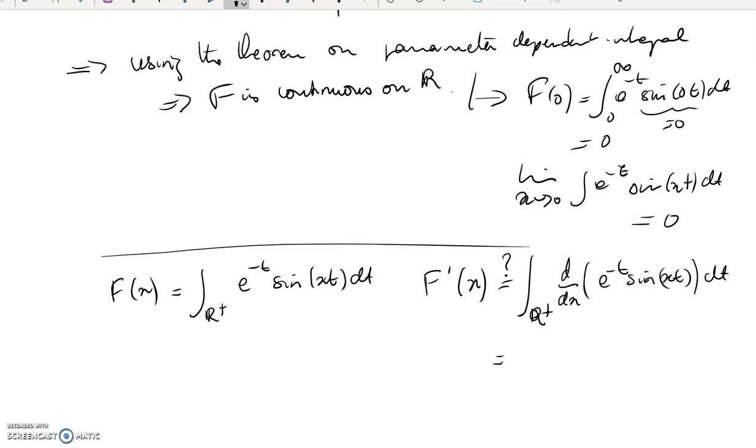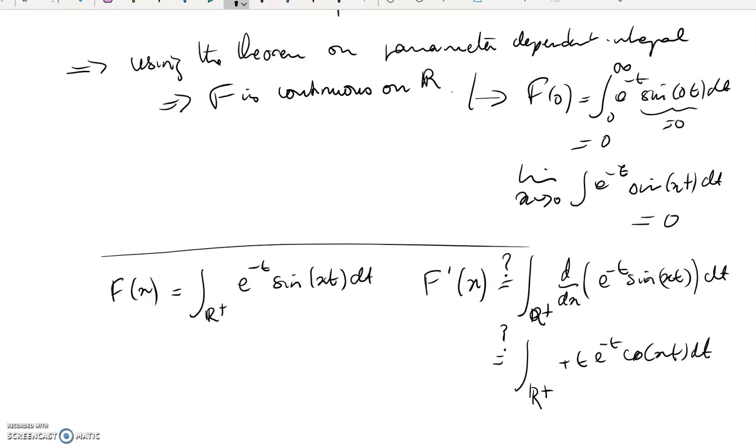I can't still write that this is a sure equality. This is still what we have to prove. I would like to be able to write that f prime of x is the integral on R plus of, so what should we get if we differentiate with respect to x, minus t plus d, e of minus t cosine of xt dt.